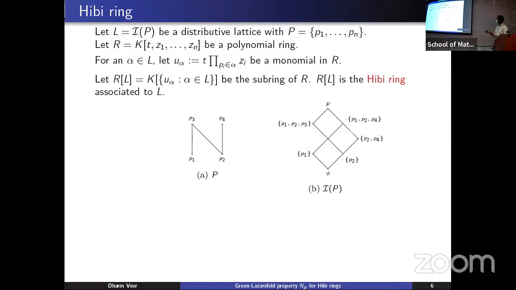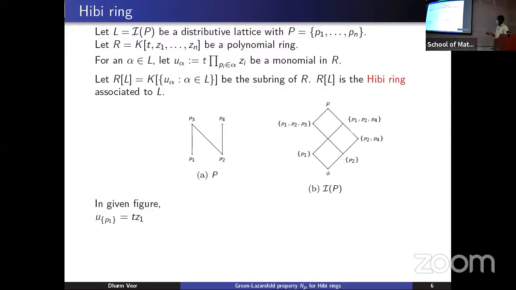And if you look at this distributive lattice, then the join irreducible elements here are {P1}, {P1, P2}, {P1, P2, P4}, and {P1, P2, P3}. And if we look at the subposet of these particular join irreducibles, it's actually isomorphic to P only. So this verifies Birkhoff's theorem. Okay, now how is the Hibi ring defined?